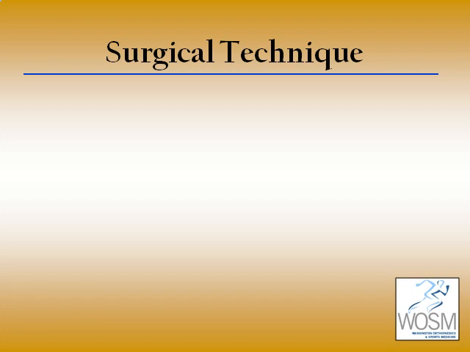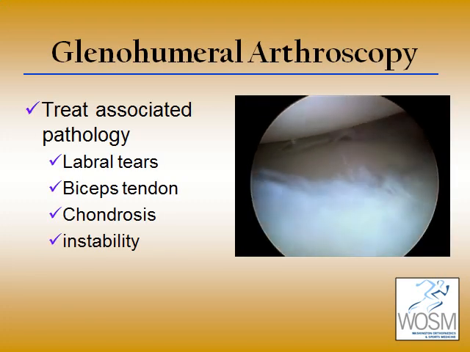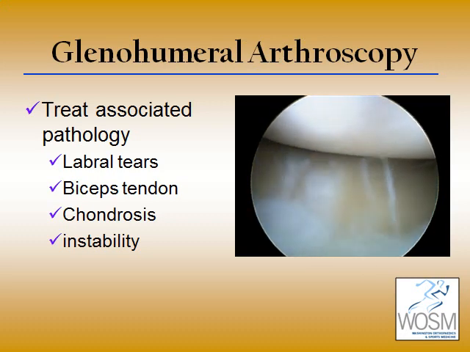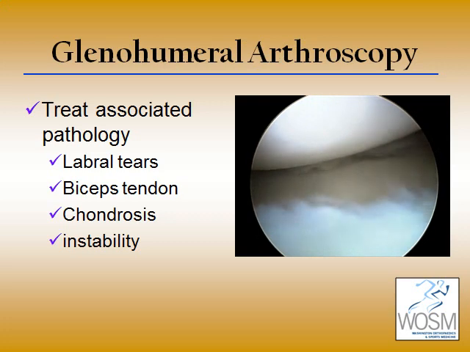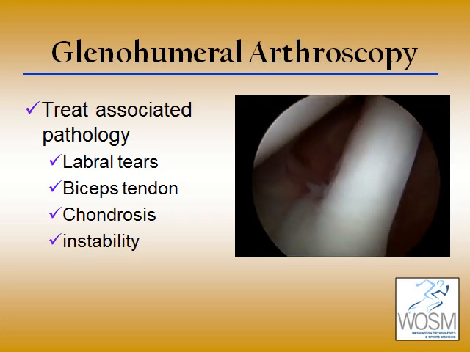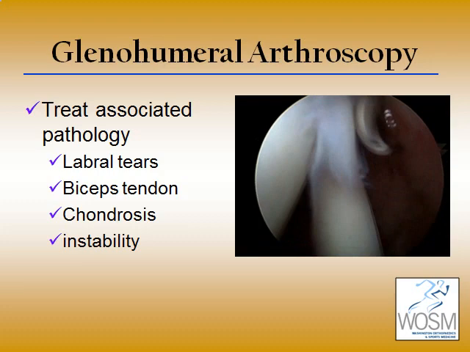Let's look at some surgical techniques. First, we want to do a glenohumeral arthroscopy. We have to treat associated pathology. Here's an example of an athlete who's got an inferior and posterior labral tear that extends up into the superior labrum, along with undersurface cuff pathology.